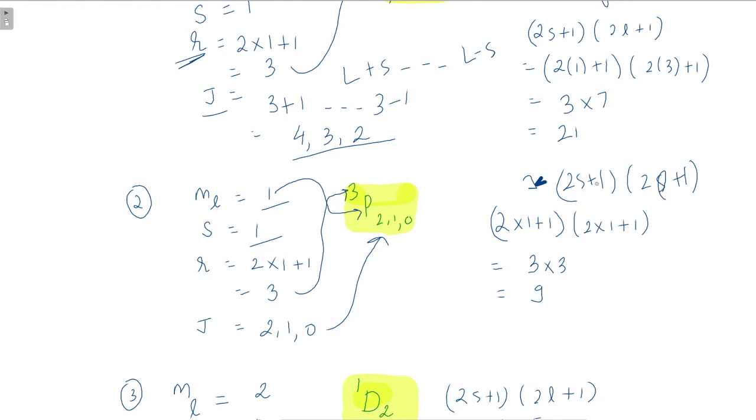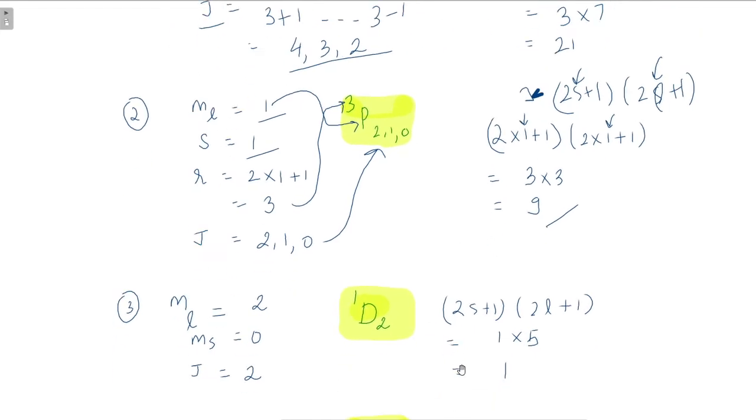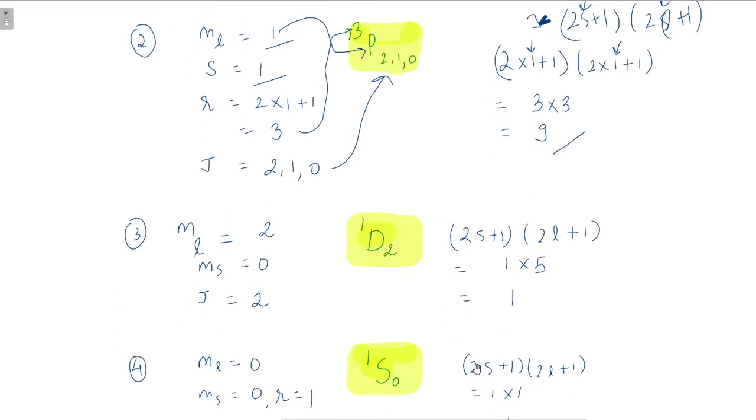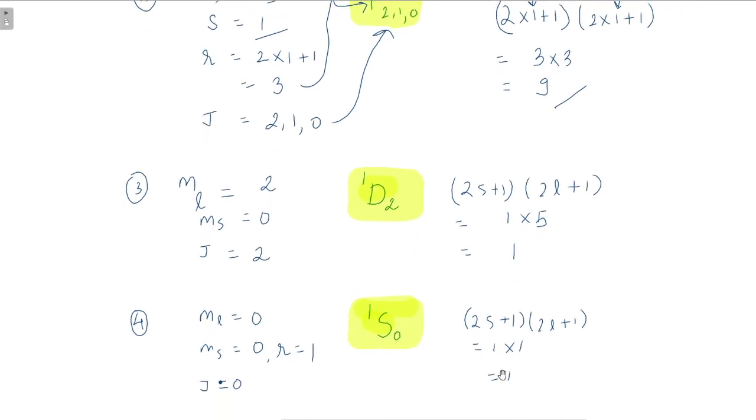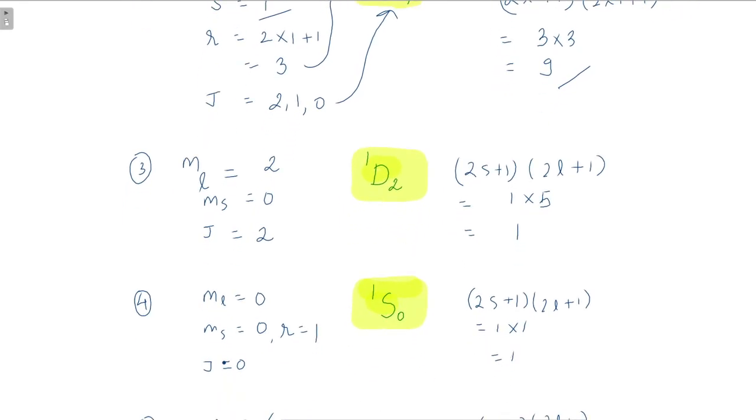So what you do is you simply put the value of S and L. Here, what is the value of S? It is 1. Okay. And what is the value of L? It is 1 again. So 3 into 3 is 9. So we have 9 energy states, or what you call microstates, right?